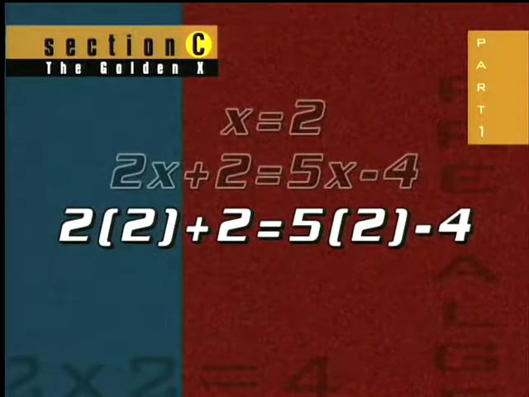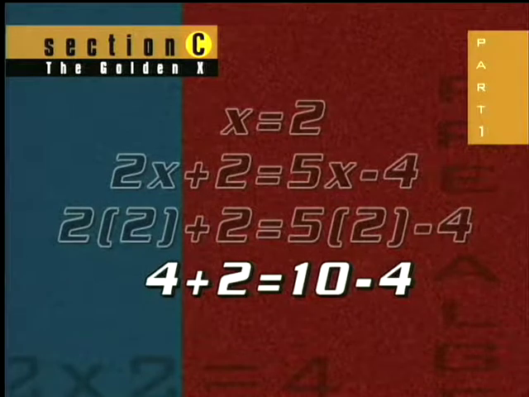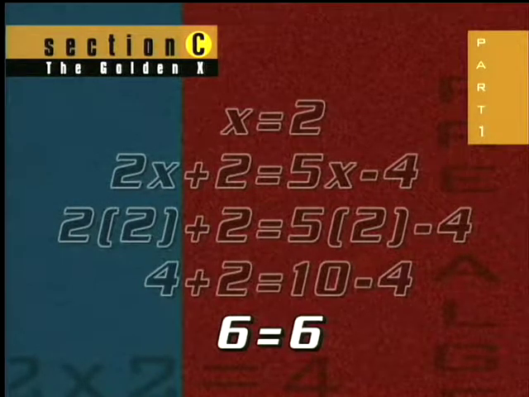To check, we plug 2 into the original equation for x and multiply it out. 2 times 2 plus 2 equals 5 times 2 minus 4. This becomes 4 plus 2 equals 10 minus 4, which becomes 6 equals 6. Woohoo! We're balanced. Okay, let's switch gears a little bit.